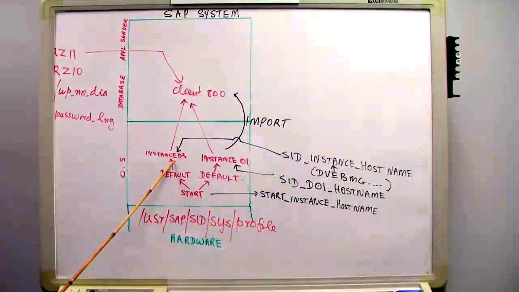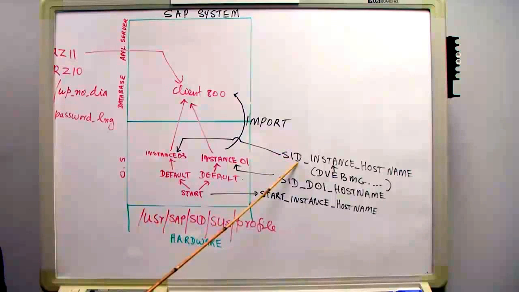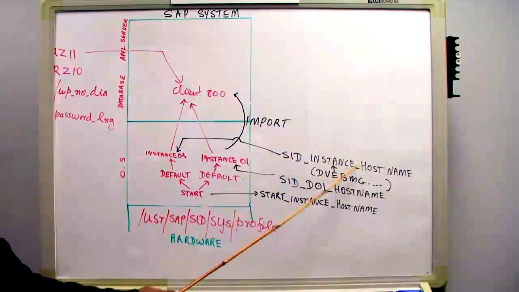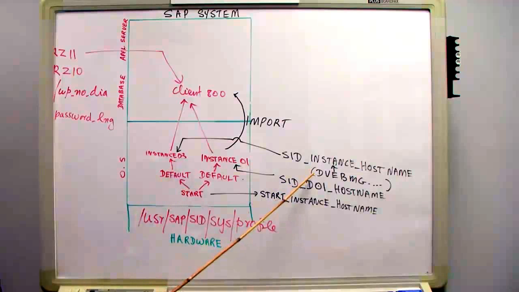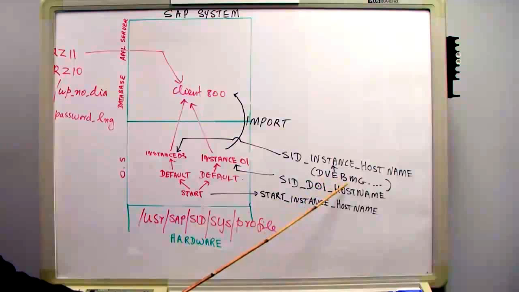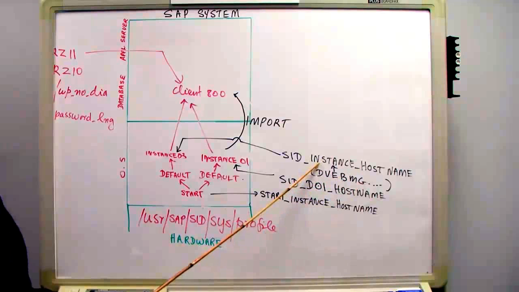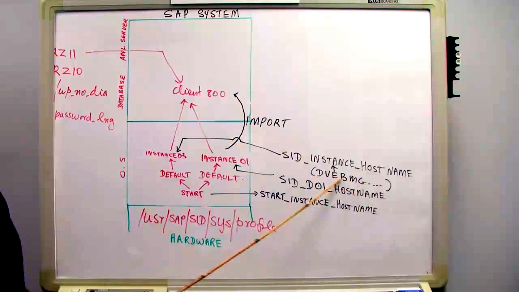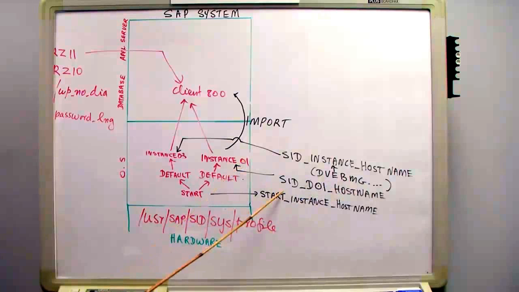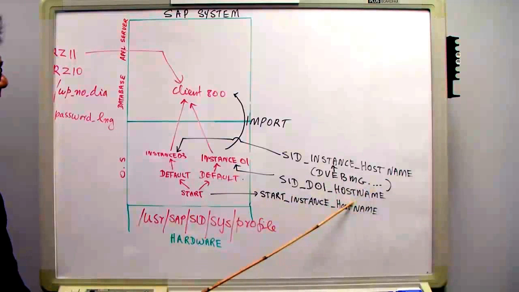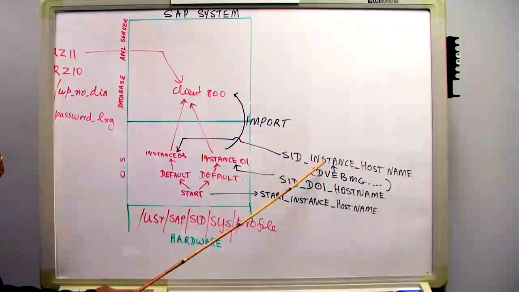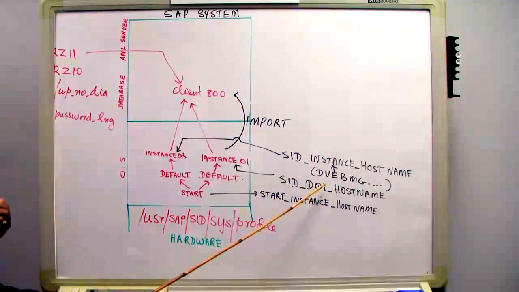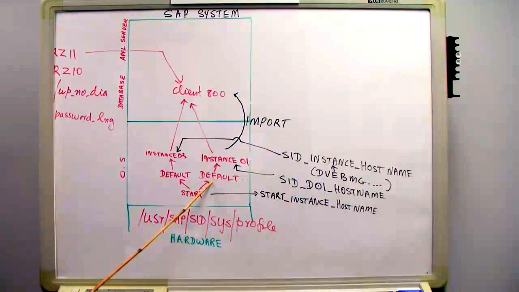Each instance profile name will start with the SID, the instance name, and the host name. For example, for the central instance, it will be something like DBE because it has dialog work process, update work process, enqueue work process, etc. For the dialog instance, we will have a different name. So when we are making changes, we can identify whether it is the central instance or the dialog instance.